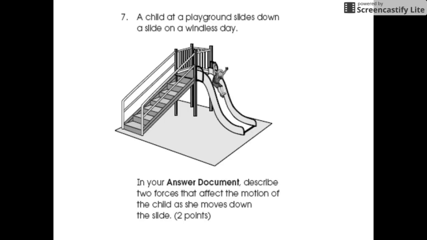So here we have a girl going down a slide. We're going to assume it's a windless day. We need to come up with at least 2 forces that are affecting the motion of the child as she's going down the slide.